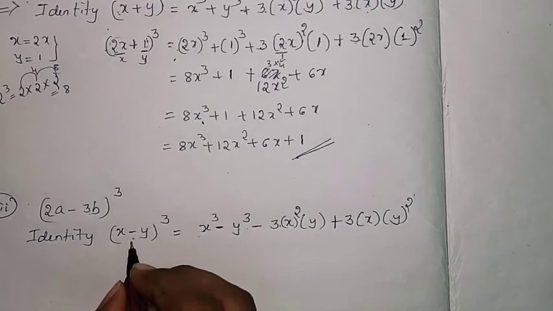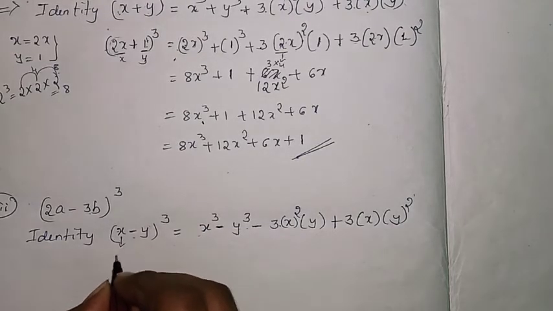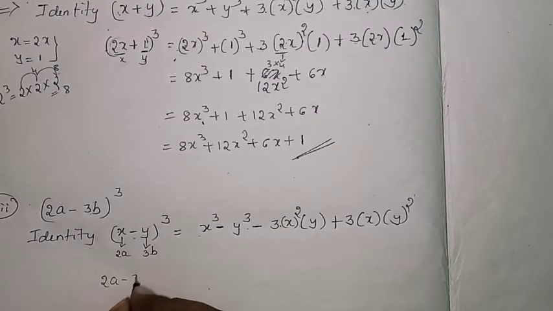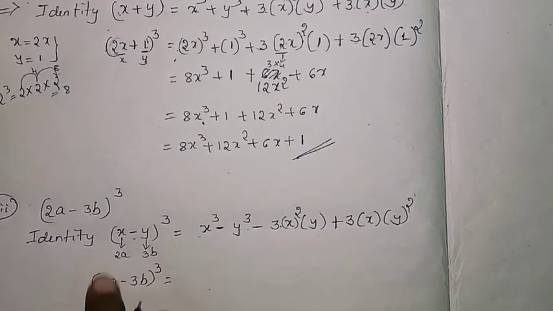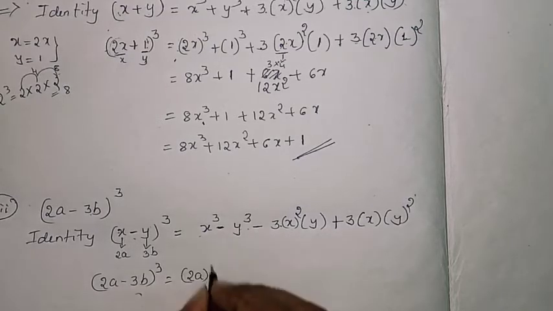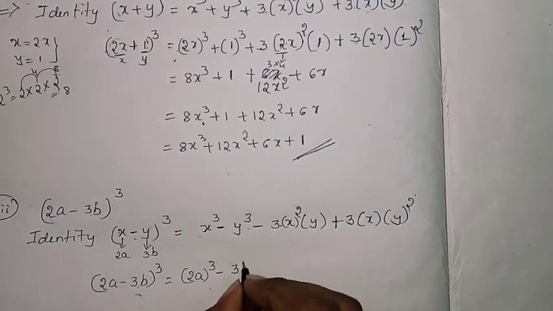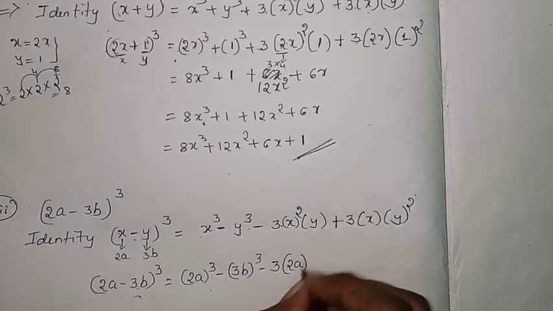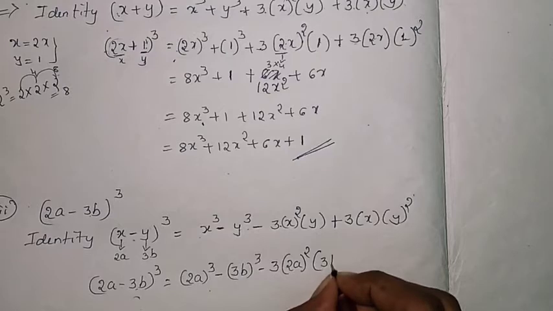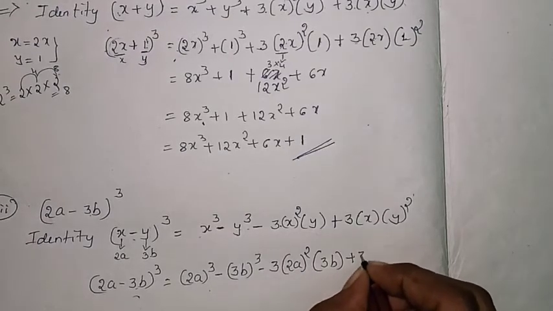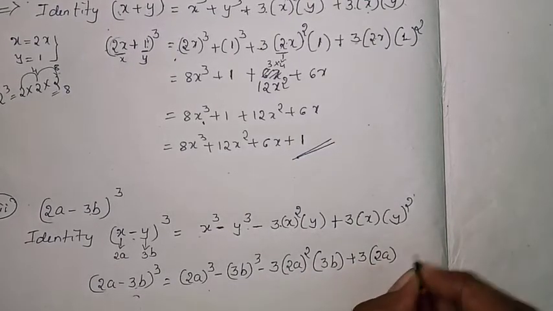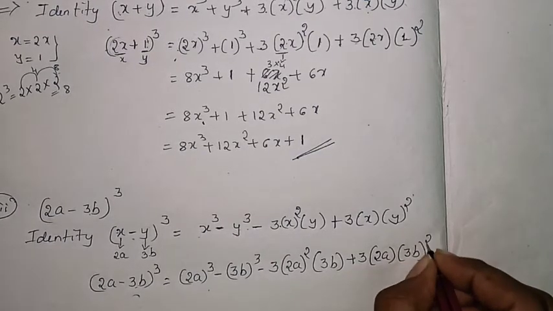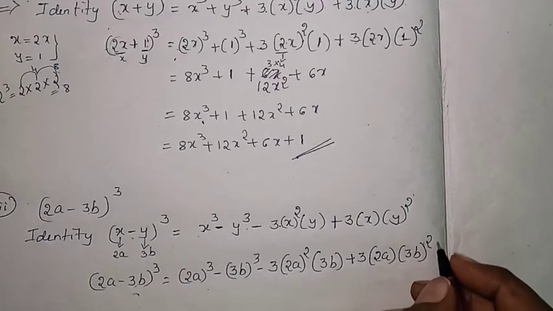Observe here the x value they have given is 2a, and the y value they have given is 3b. So write that one, 2a minus 3b whole to the power cube. So first term cube, that is 2a to the power cube, minus second term cube 3b cube, minus 3. What is the x value? 2a whole raised to square. What is the y value? That is 3b. What is the x value? 2a. What is the y value? That is 3b whole to the power square.